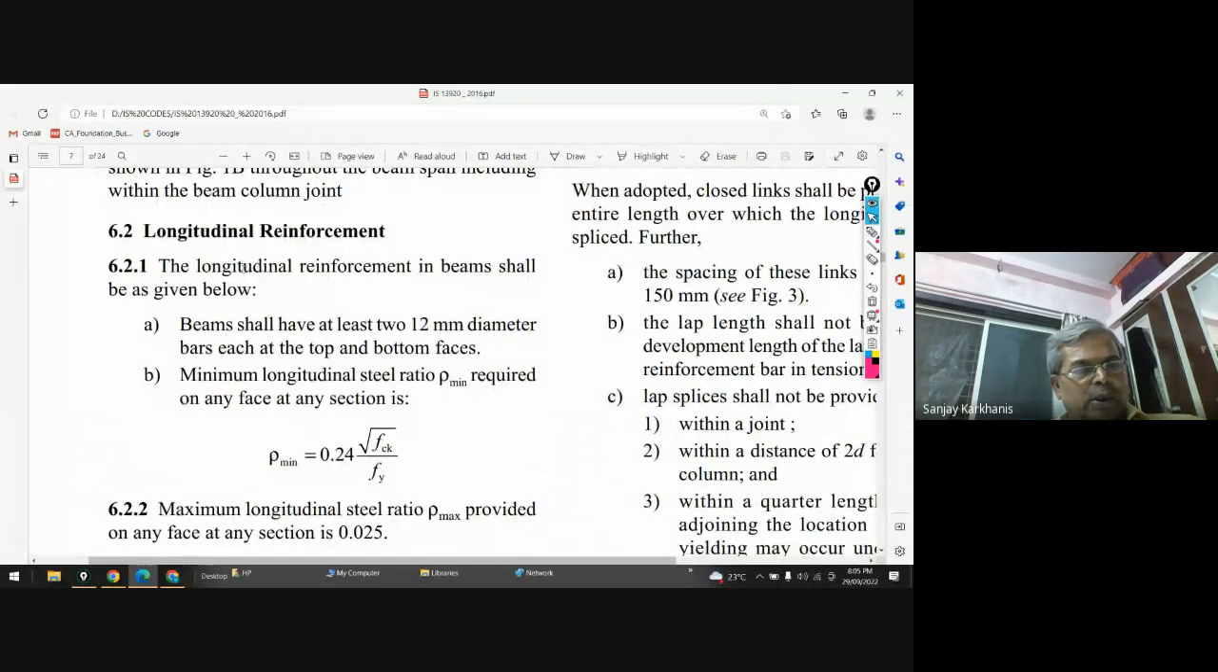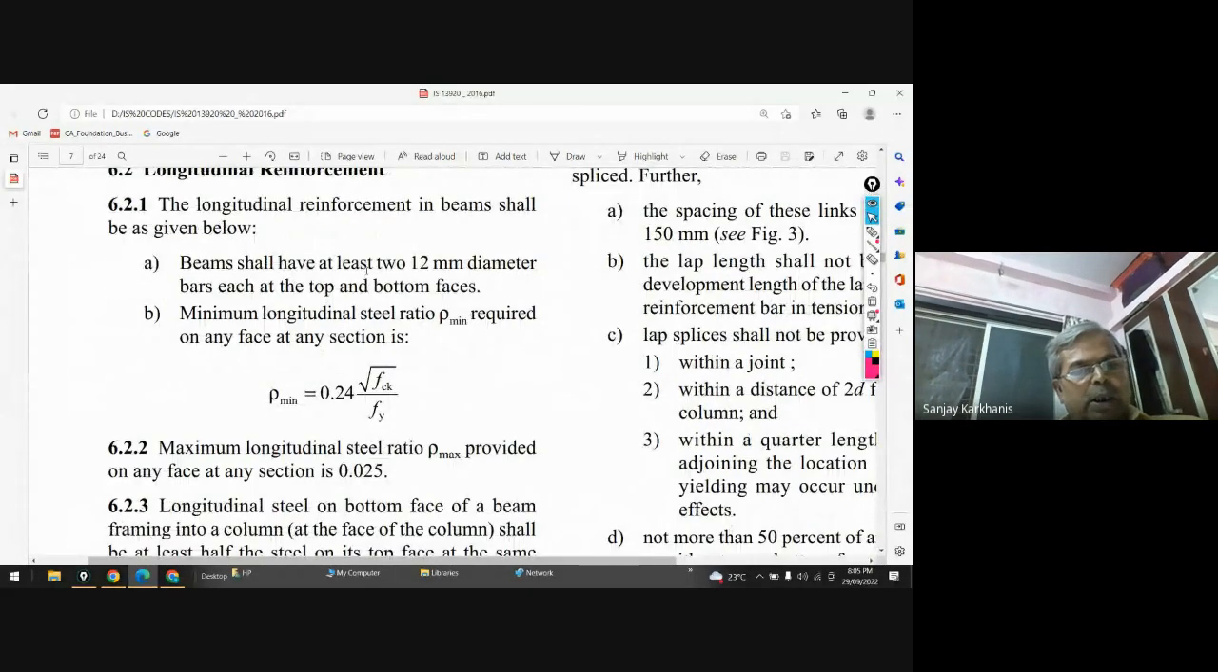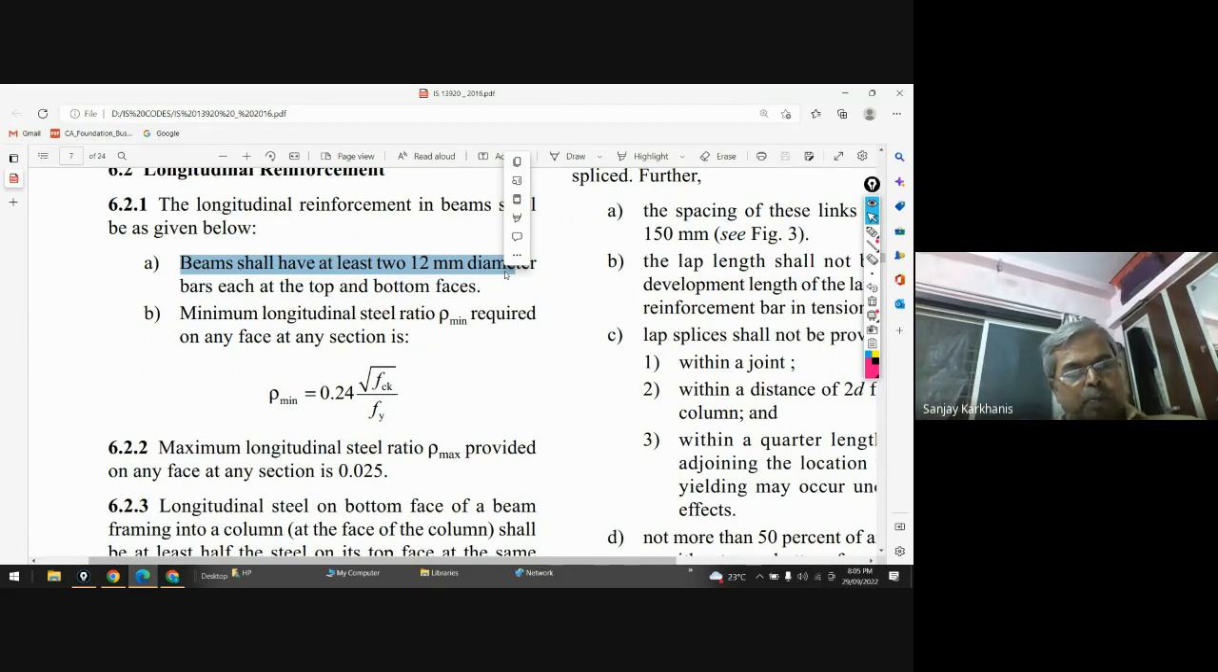Now this is about longitudinal reinforcement. So definitely minimum and maximum. And now this is very important. Beam shall have at least two 12 mm dia bars, minimum 12 mm dia, two number of bars at bottom and top, whether that is required as per your analysis or not. Minimum two at bottom, two at top, and the diameter cannot be less than 12 mm.